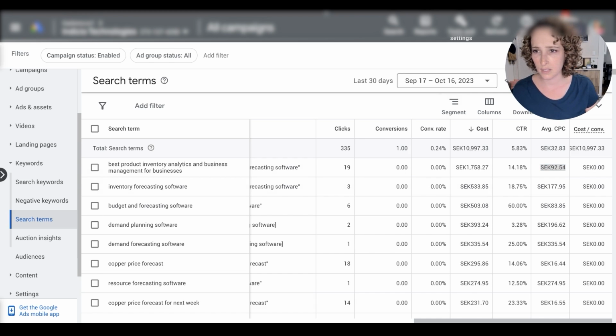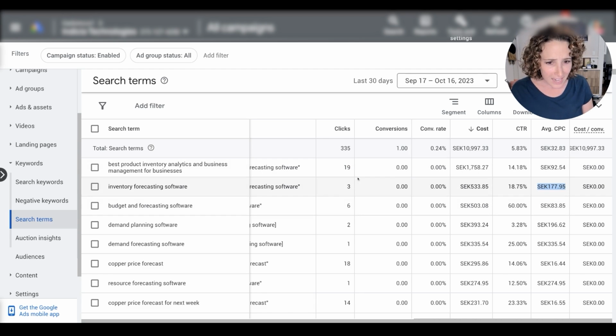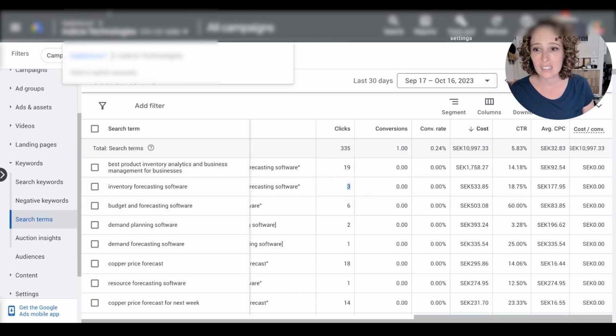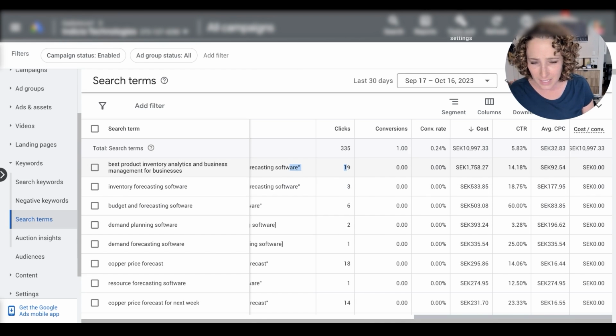92. Let me translate this SEK to USD. So 92 SEK would be $8.42 for 19 clicks. So that's not that bad. That's pretty cheap. But this is 178 SEK for 3 clicks. Ugh. Wow, I'm really surprised there were 19 people searching for this one search term.